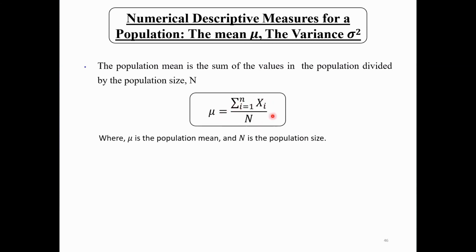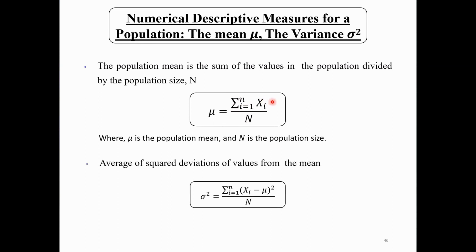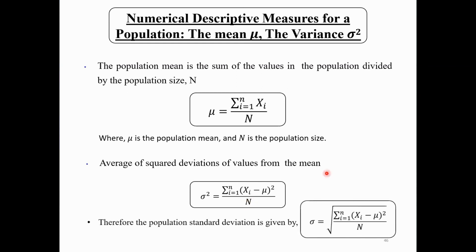So the population mean is very much similar to how you calculated the sample mean. What is important is actually the population variance, because that differs from your sample variance. In your population variance, you divide by the population size. In your sample variance, you divide it by the sample size minus 1. That is an important observation to keep in mind.